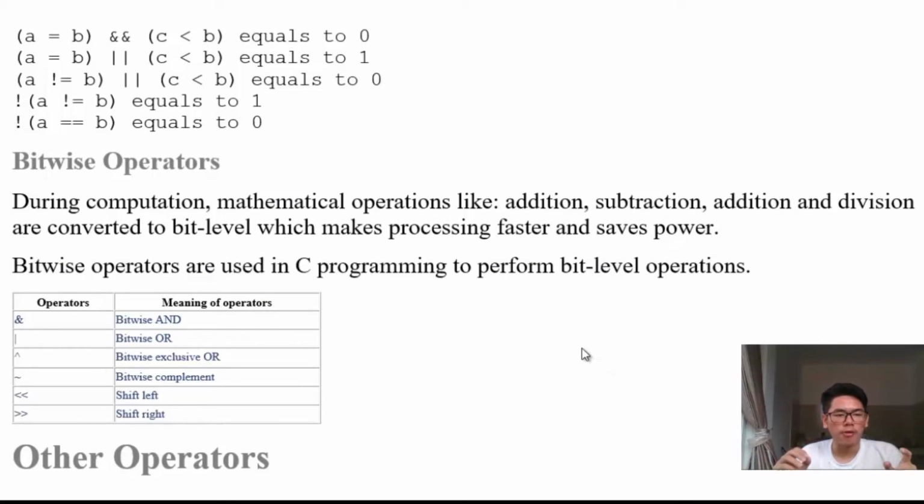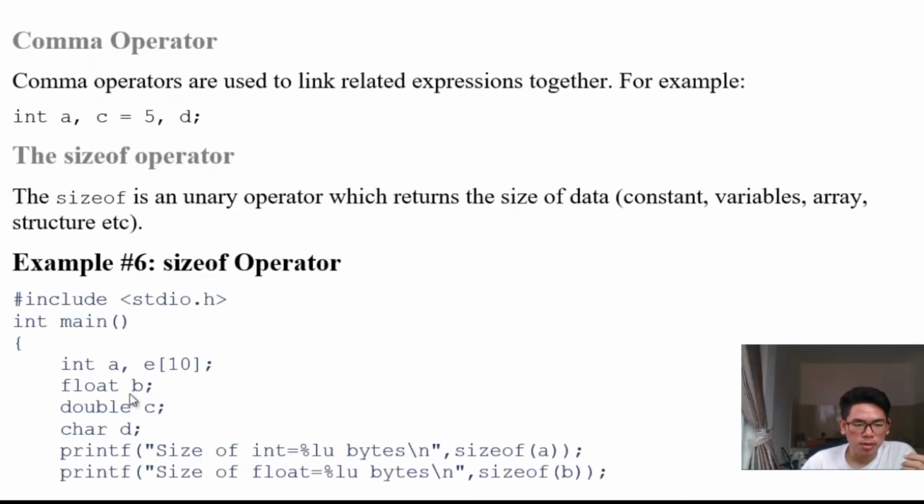Let's move to another kind of operator now. We have the bitwise operator. During computation, mathematical operations like addition, subtraction, and division are converted to bit level. What is bit level? Bit level is 1 and 0, which makes processing faster and also saves power. Bitwise operators are used in C programming to perform bit level operations. You have the bitwise AND, which is the ampersand sign, and the bitwise OR. You have also bitwise exclusive OR, and then bitwise complement, shift left, and shift right. We will be looking deeper into the bitwise operators in a later tutorial.